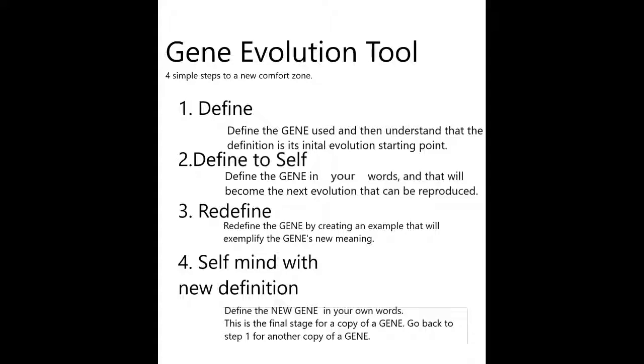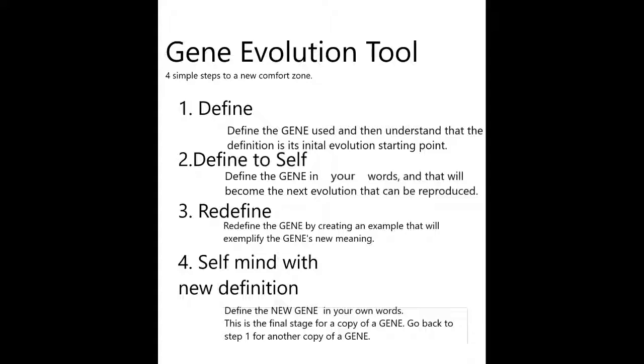Step number 3, redefine. Redefine the gene to any other definition, and that will be the 3rd step for the evolution. When it says redefine, what it means is give a definition in a new sentence. For example, use the new evolution set in a demonstration or example for yourself in order to redefine that word.